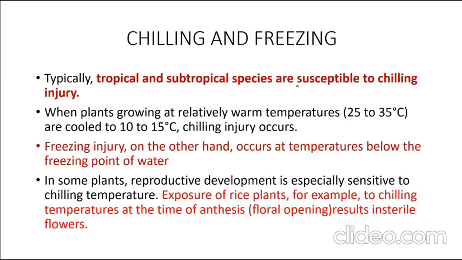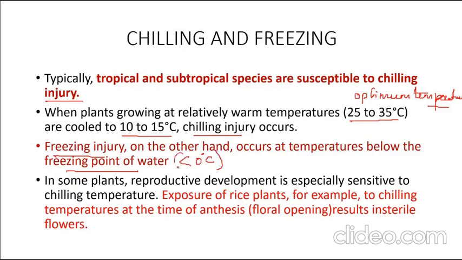So these tropical and subtropical species are susceptible to chilling injury. When the plants are growing at around 25 to 35 degrees centigrade, which is the optimum temperature of tropical and subtropical plants, and they are cooled to around 10 to 15 degrees centigrade, chilling injury occurs. Now freezing injury occurs when the plants are exposed to temperatures below the freezing point of water. Okay, when the temperature is in minus, then it causes freezing injury. What are the effects of freezing and chilling injury? We will see in some time.